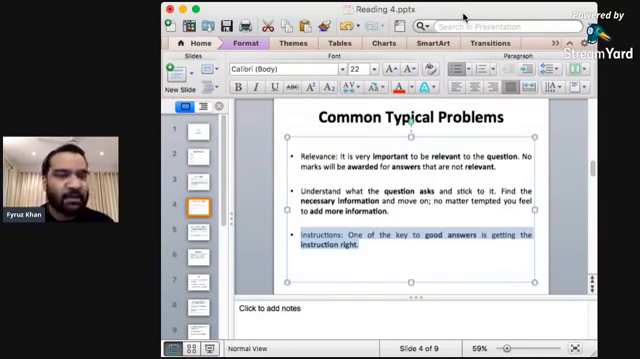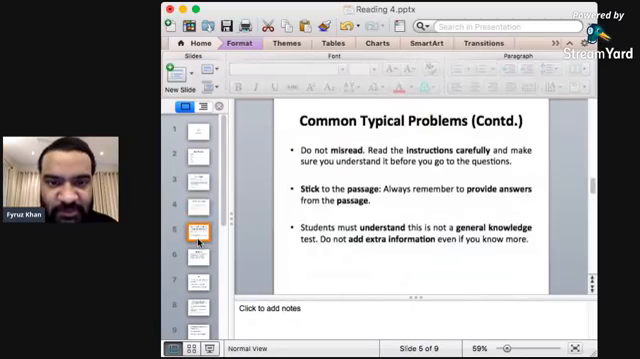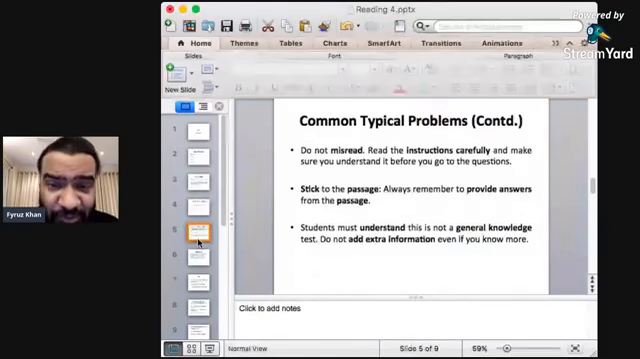It's very simple. Start by reading the instruction. That's it. Read the instruction, how many words, find the keywords, go to the passage, find it. If you can't find it, skim it through, make notes, and go back again. So these are some common typical problems. Please do not misread. Read the instruction carefully. Stick to the passage.